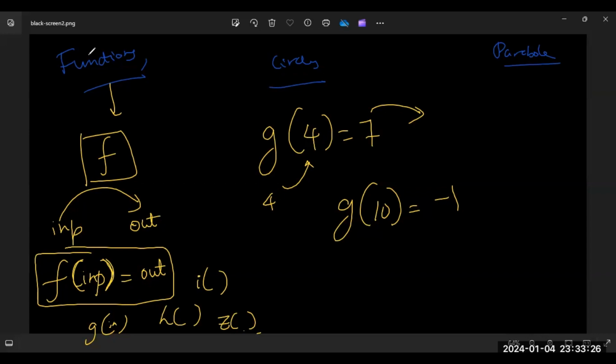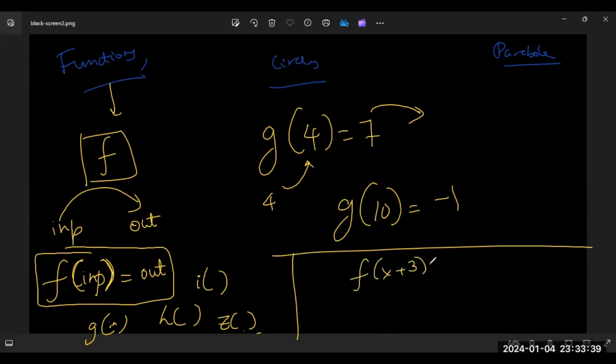Sir, I did it as x plus 3 equals minus 9, where I get a value of x equal to minus 12. Second, f of x plus 3 is x square plus 4. You need to find f of minus 9. So the input is minus 9. Okay.